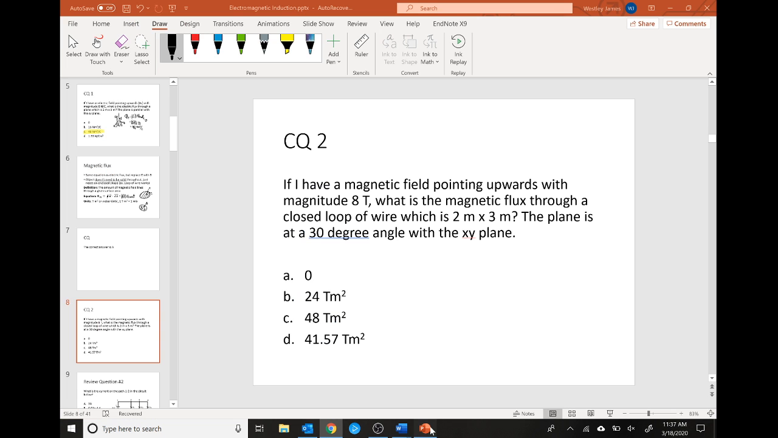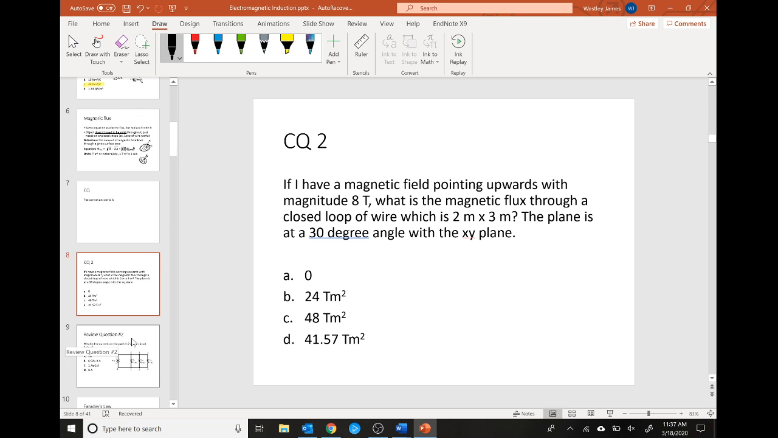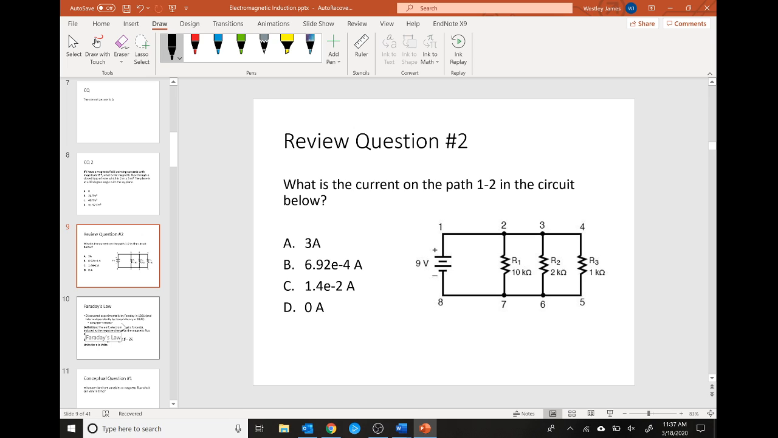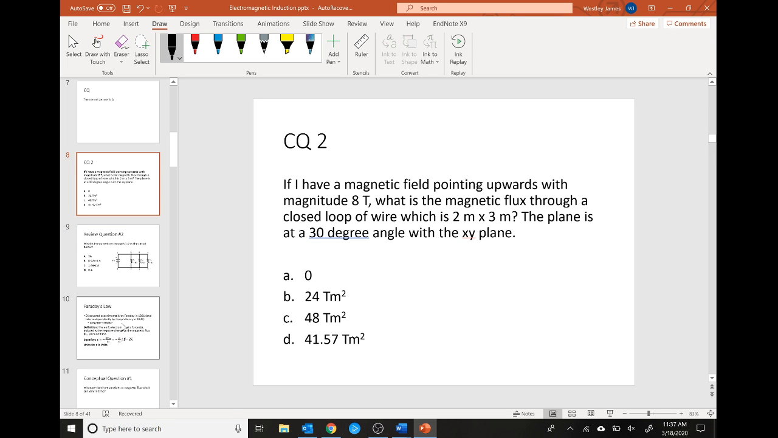Okay. So I say that as, here's these questions, which I'm going to kind of breeze through, since they will be answered there. So the purpose of these, though, was the first one is just practicing calculating magnetic flux. You can see here I gave you the magnetic field. I gave you a loop, which is a rectangle that's 2 meters by 3 meters. And I gave you a 30-degree angle.